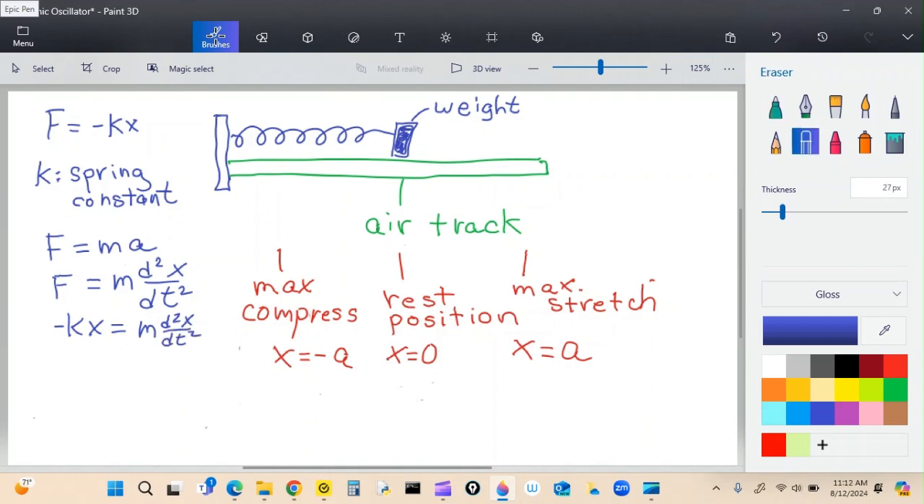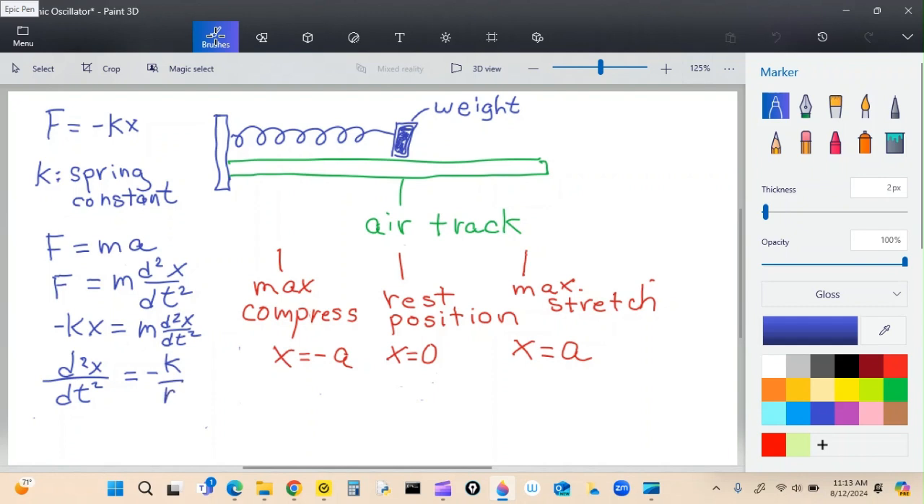We can put this into a differential equation by saying that the second derivative of x with respect to t, x is a function of t here, equals, and instead of negative kx, it's going to be negative k over m times x. This is the differential equation that we're trying to solve.